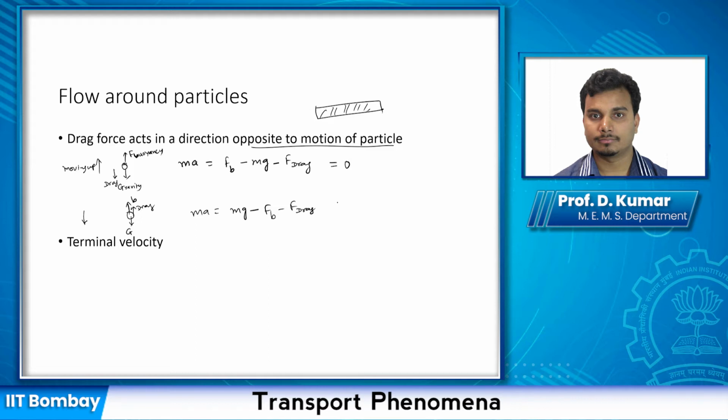So similarly here you will have this. In this case also, initially mg is greater than Fb. That is why it is going down. And as you increase velocity, this drag increases. So this will also become 0 at a certain point. So you will have net force equals 0 after some time, and so acceleration has to be 0. So that means you will reach a constant velocity, which we call terminal velocity.